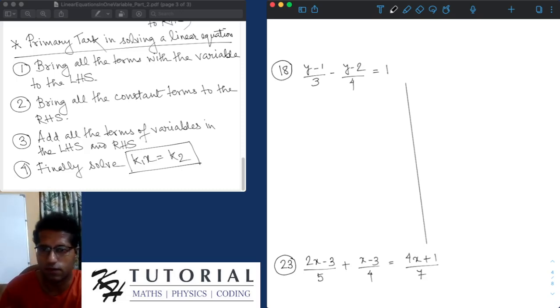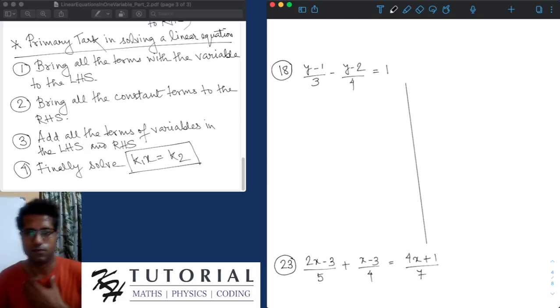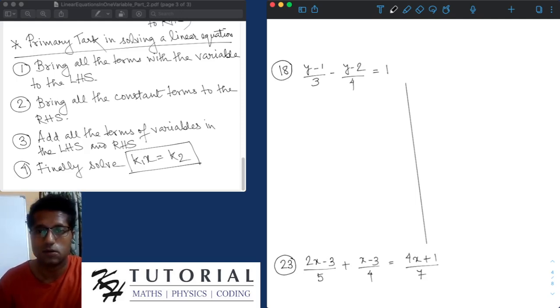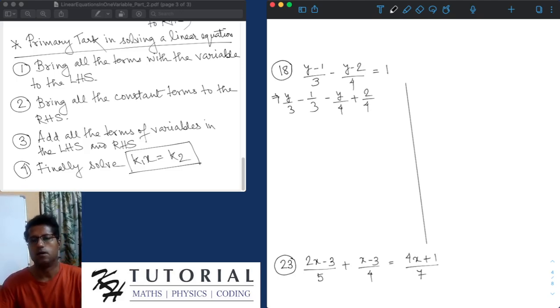Now in the straightforward way, what I will do is simplify the given equation so that I can separate out all the variable terms and the constant terms. So this is nothing but y by 3 minus 1 by 3 minus y by 4 plus 2 by 4. Why is it plus 2 by 4? Because we have a negative sign in front of the term y minus 2 by 4.